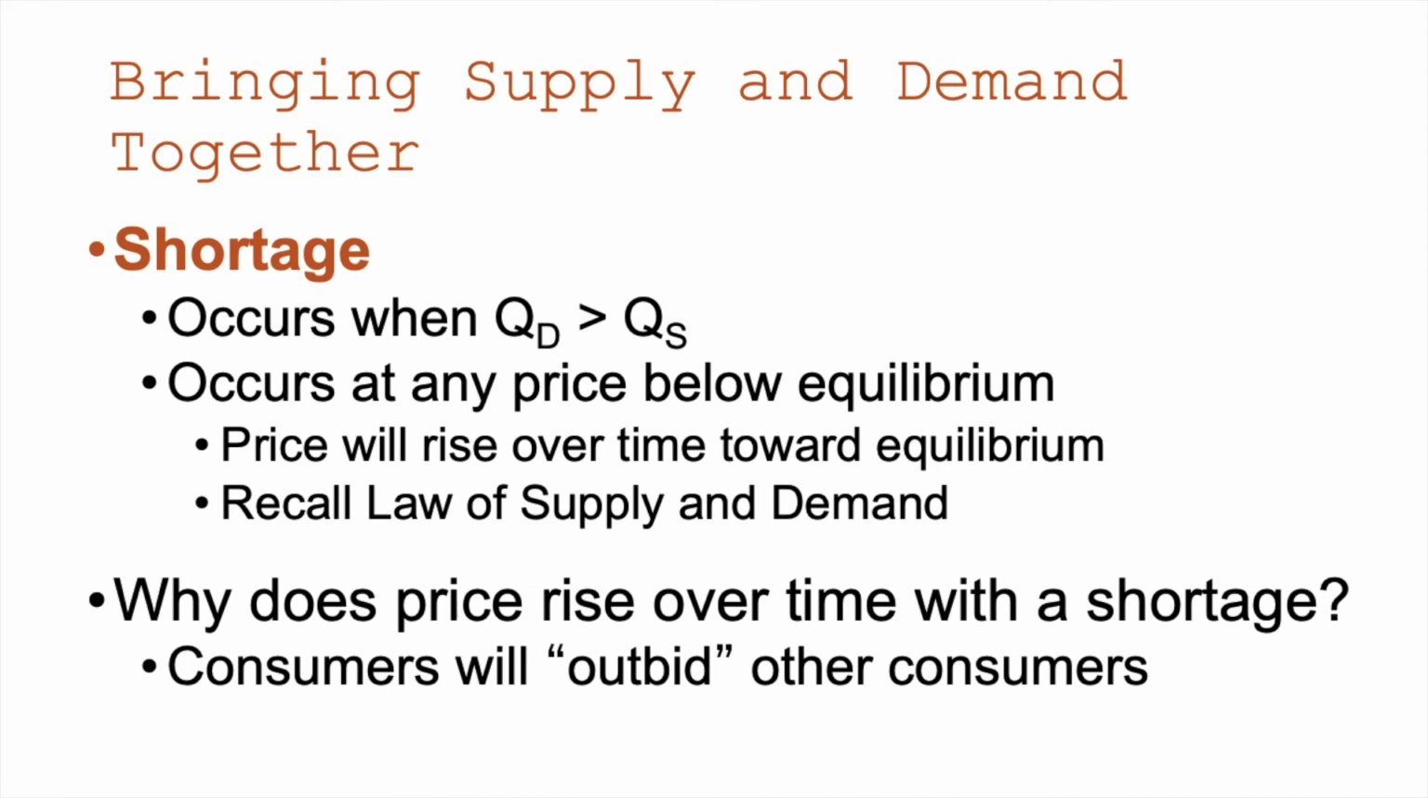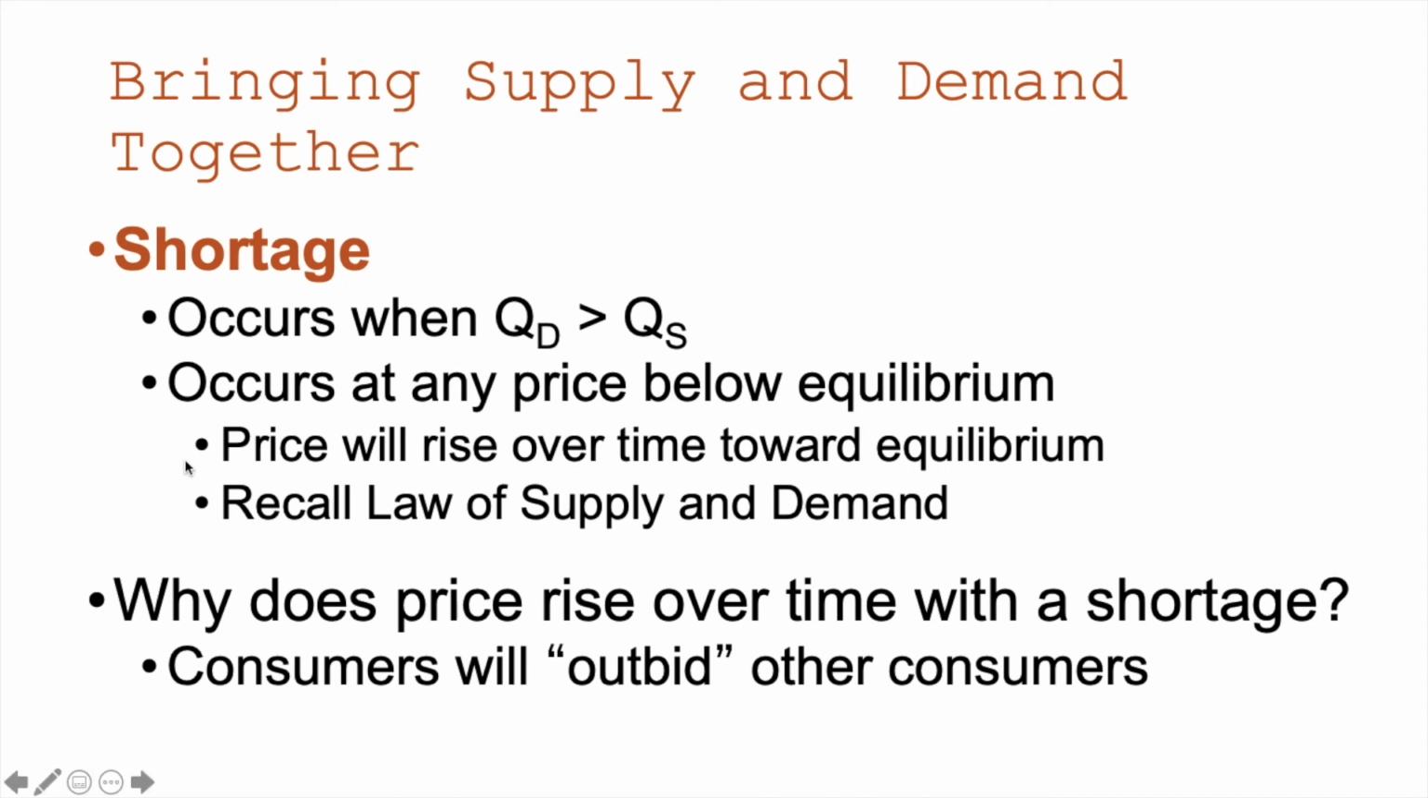So that's our first term I want to define. A shortage occurs when the quantity demanded is greater than the quantity supplied. So the amount people want to buy is greater than the amount sellers want to sell. That's what we have at the grocery stores right now, or department stores. You can't find any toilet paper because people want to buy more than is available to sell.